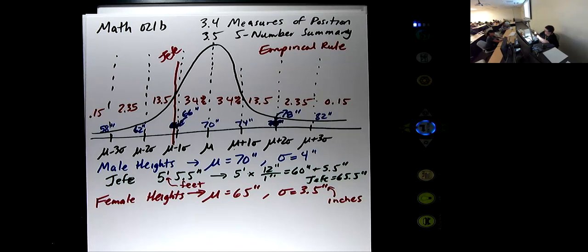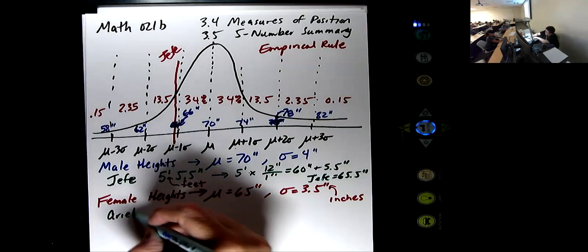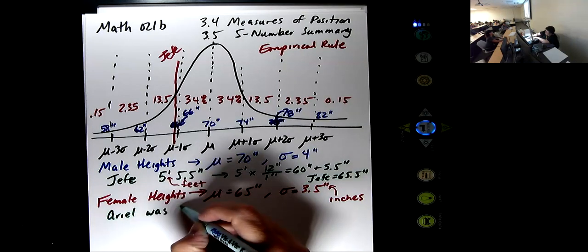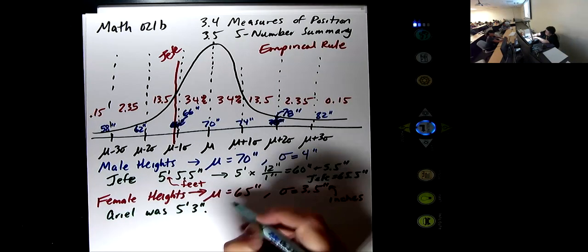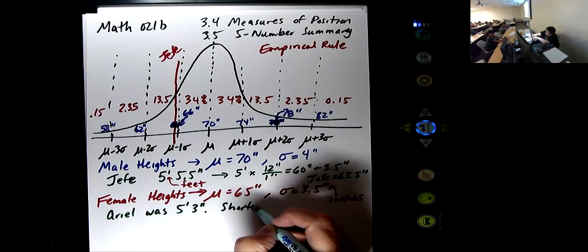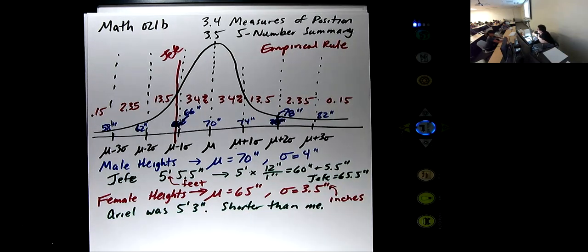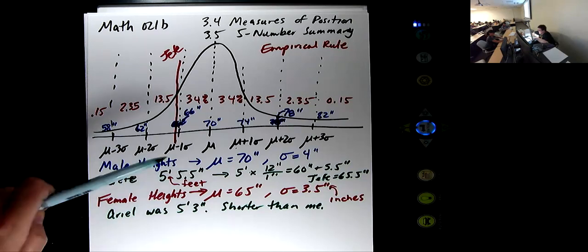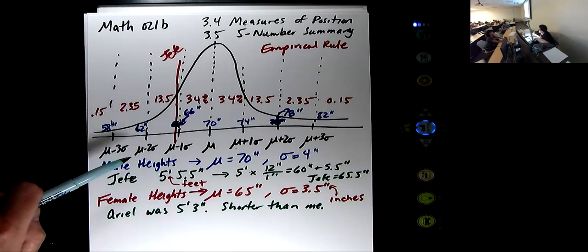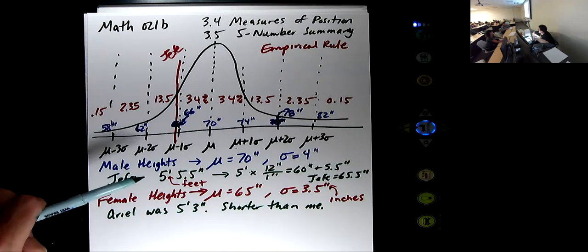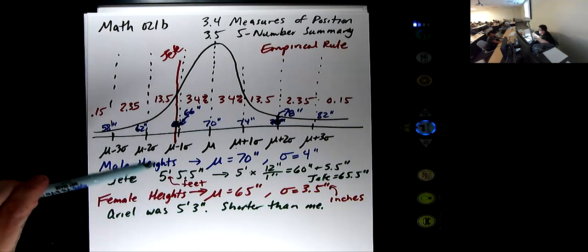So I had a former student, Ariel. Ariel was 5'3". She's shorter than me. We're both short. Can I put Ariel on this table? Would it make sense to put her here? Why not?